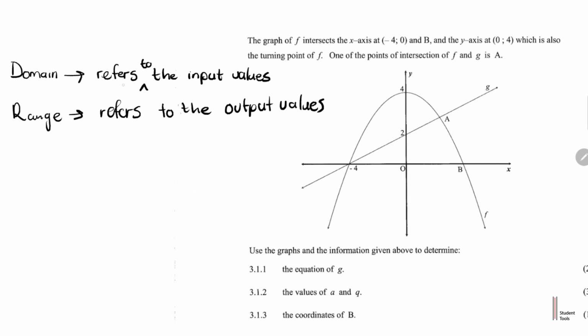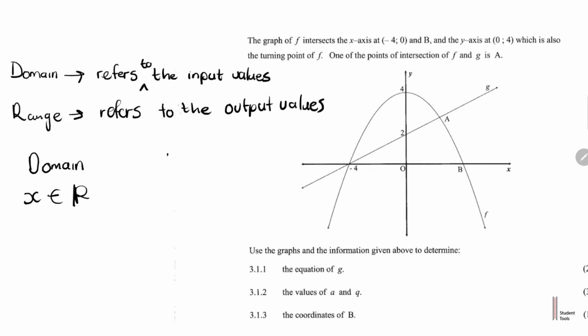So what can we say about the domain and the range of graph f, the parabola? Or what can we say about the input and the output values of f? From this diagram, the domain, because when we are talking about the domain, we are talking about the input values. That means we are talking about the x values of the graph f. So from this, what we can say is that x is an element of real numbers.